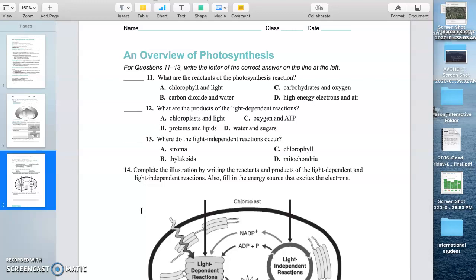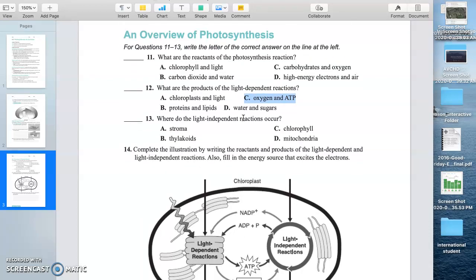this part we've covered. What are the reactants of the photosynthesis reaction? So reactants are, what are the ingredients? Carbon dioxide and water. So these are the ingredients. What are the products? What are we making in the light-dependent? Okay, not the whole photosynthesis thing. That would be oxygen and sugar, which is not even an option here. But in the light-dependent, we're making oxygen and ATP. We're also making NADPH, which is going to carry the electrons.